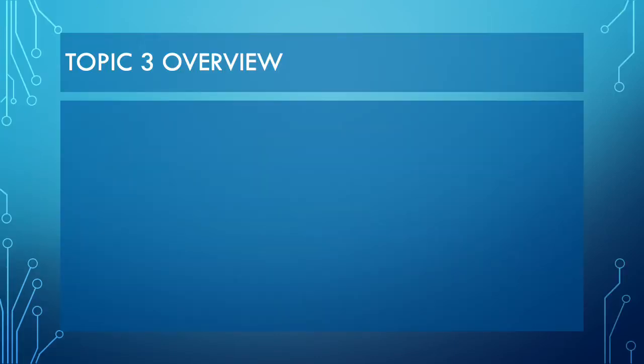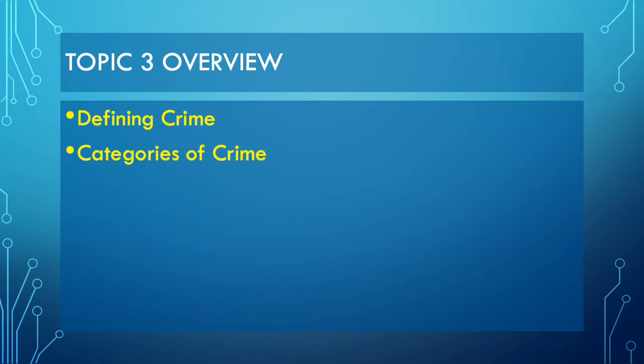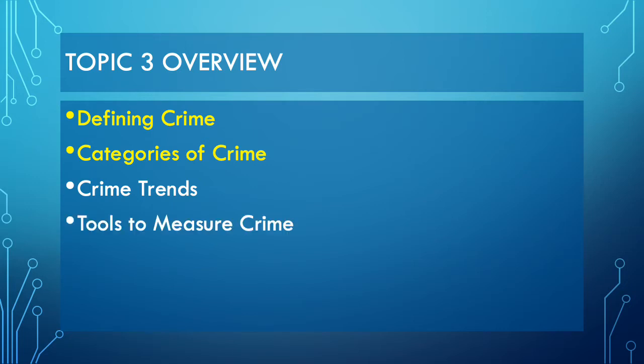Here's just a quick overview of what you're going to be learning about in the chapter in Topic 3. In this lecture, we're going to be defining crime and looking at the categories of crime. The chapter also covers crime trends, the different tools that are used to measure crime, and then looking at crime patterns as it relates to regions of the country, time of years, the season that crimes take place, and the relationship between race, age, and gender and crime patterns. So let's get started on those two top points.